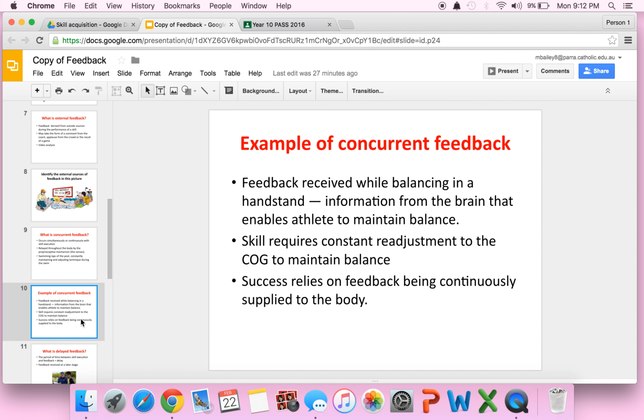Some examples of concurrent feedback include balancing in a handstand. The brain sends information to the athlete that enables them to maintain balance. Another example may be the feel of a ball as it hits a table tennis bat, or the sight of the goalkeeper moving to the left before a penalty stroke. The athlete can respond to this concurrent feedback at the same time the skill is being performed.